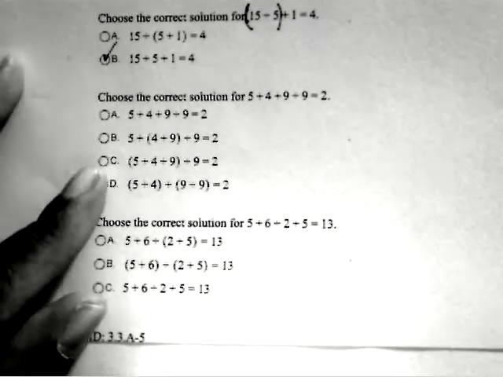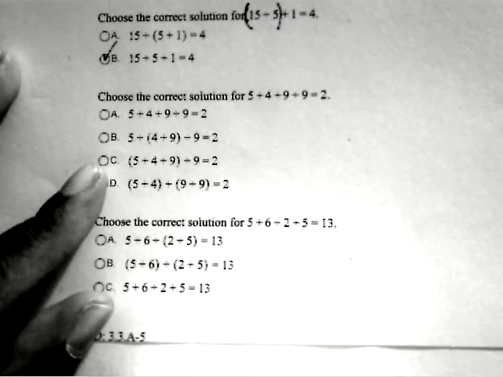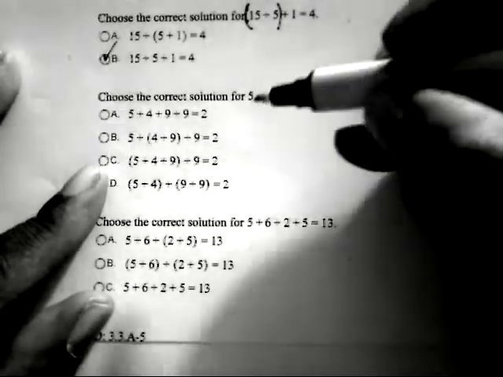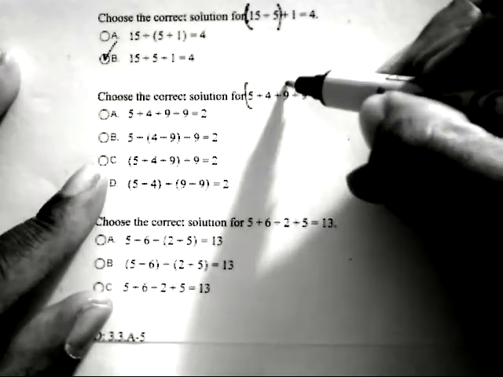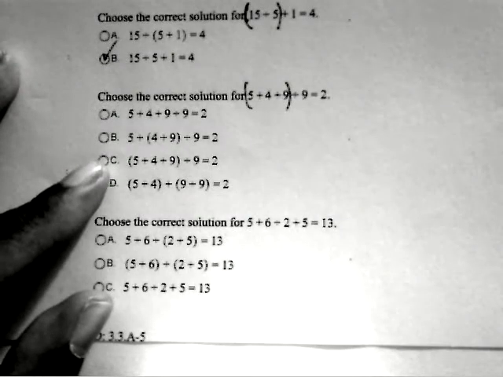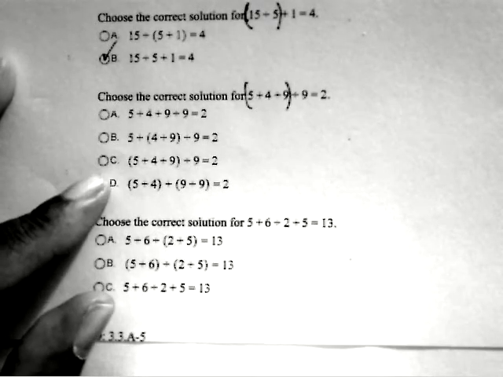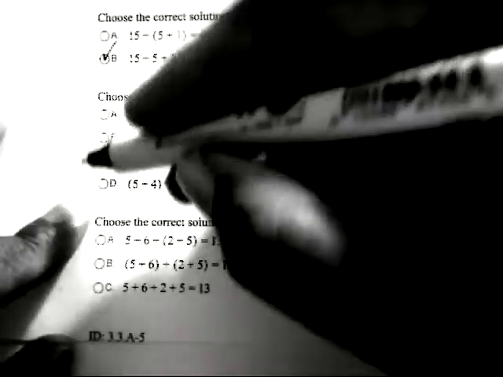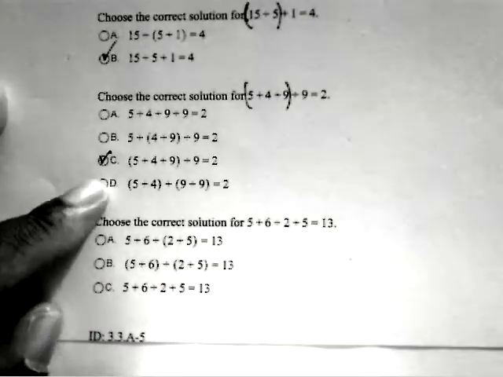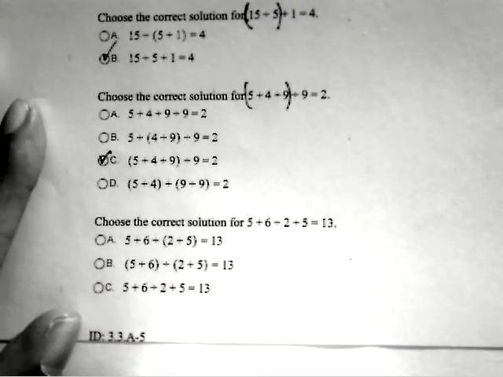Okay, this one, 5 plus 4 plus 9 divided by 9 should give me 2. Let's put the parentheses around the 5 plus 4 plus 9. That would give me 18. 18 divided by 9 would give me 2. So in this case, it would be this answer choice.